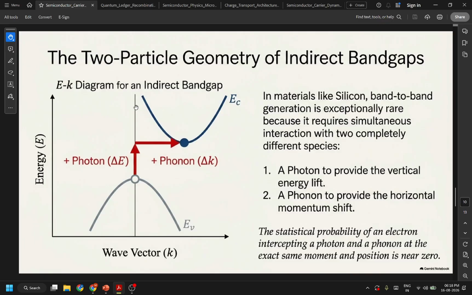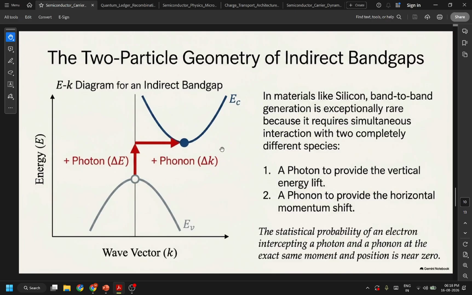So in indirect diagrams, you need two particles for movement, a photon for energy delta E and a phonon for delta K. So on the material side, in silicon band-to-band generation is extremely rare because it requires simultaneous interaction with two completely different species, a photon to provide the vertical energy lift and a phonon to provide the horizontal momentum shift. The statistical probability of an electron intercepting a photon and a phonon at the exact same time and position is near zero.